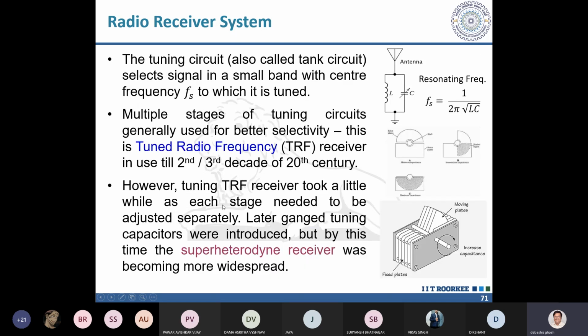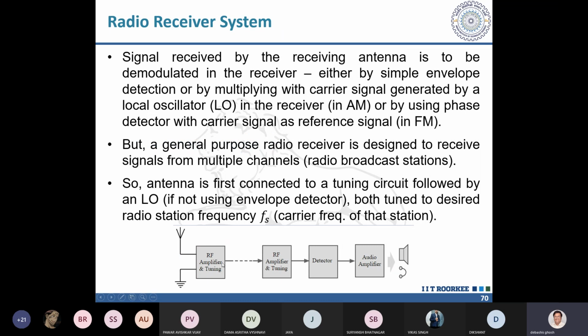This type of radio receiver used to be called a tuned radio frequency receiver. It was used sometime during the second and third decade of the 20th century. However, the problem here is that if you have multiple stages like that, then in every stage I have to do the tuning. I have to first tune this, then tune the next stage, then tune the third stage.